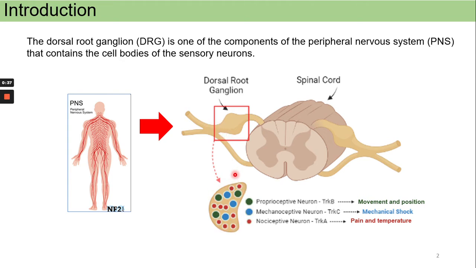So the sensory neurons can be divided mainly in three subtypes: the proprioceptive neurons, the mechanoceptive neurons, and the nociceptive neurons, and those neurons will respond to different stimuli. For example, proprioceptive neurons will respond to movement and position stimuli, the mechanoceptive to mechanical shocks, and the nociceptive to pain and temperature.